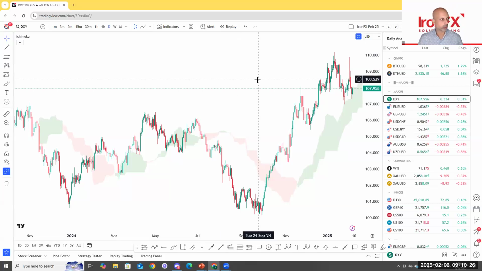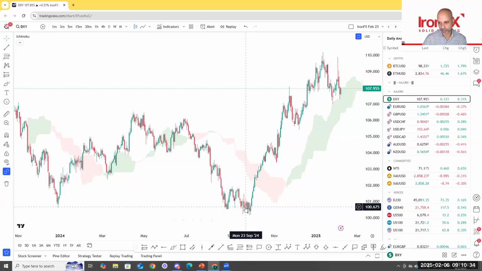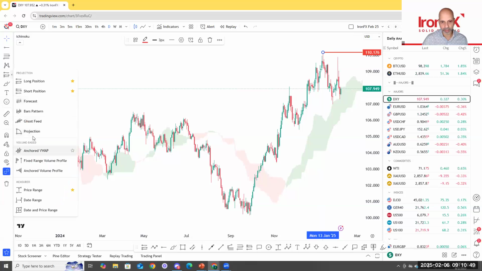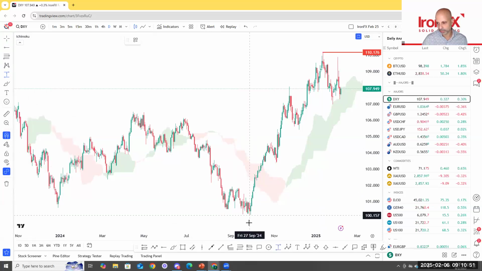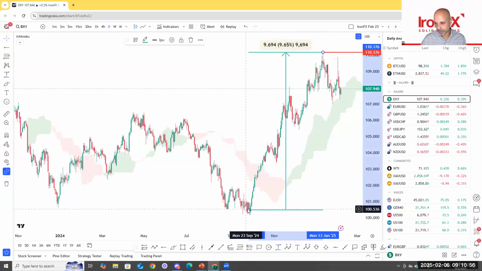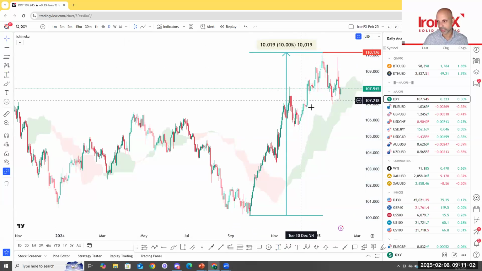Okay, so let's start with the dollar index. We can see here that since the end of September, early October 2024, demand for the dollar has increased significantly, with the dollar index rising as high as 110.17 on Monday, 13th of January. This is a huge move to the upside, with the dollar index gaining, I think, well over 10% from the trough to the peak. A huge move for the dollar index here.